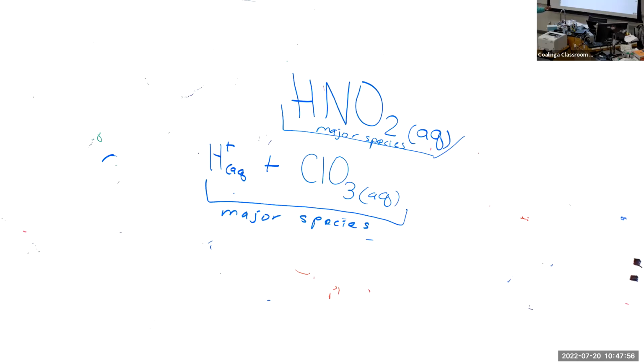So strong means separate. If it's weak, it's going to be together, and that's going to be its major species. If it's weak, if it's together, that's going to be its major. So think about it: they're two separate circumstances.